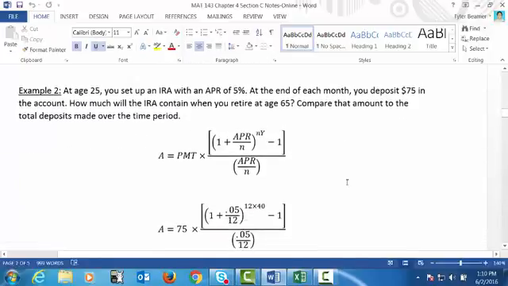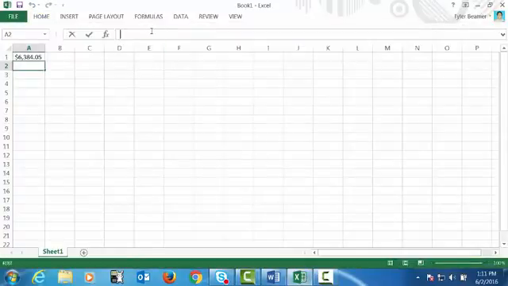Example 2, same idea here. At an age of 25, you set up an IRA with an APR of 5%. At the end of each month, you deposit $75 in the account. How much will the IRA contain when you retire at age 65? Compare the amount of the total deposits made over the time period. So I can also use future values here for this one.